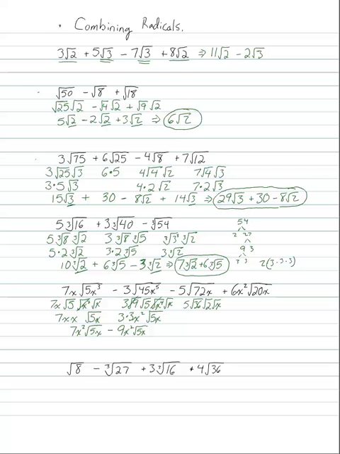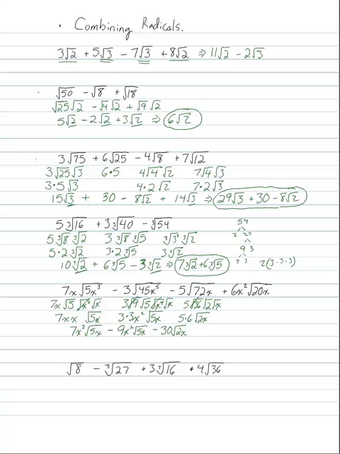So 5 is on the outside, it's going to stay on the outside. Square root of 36 is 6. They're going to be multiplied. I don't know the square root of 2, and I don't know the square root of x, so they're going to stay on the inside of the radical. So I'm going to have 30 square root of 2x. That was being subtracted, so I'm going to keep it subtracted.